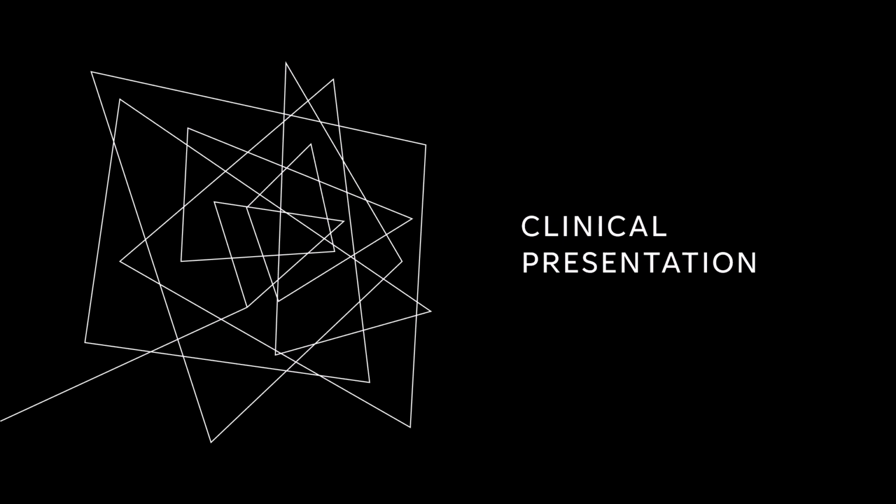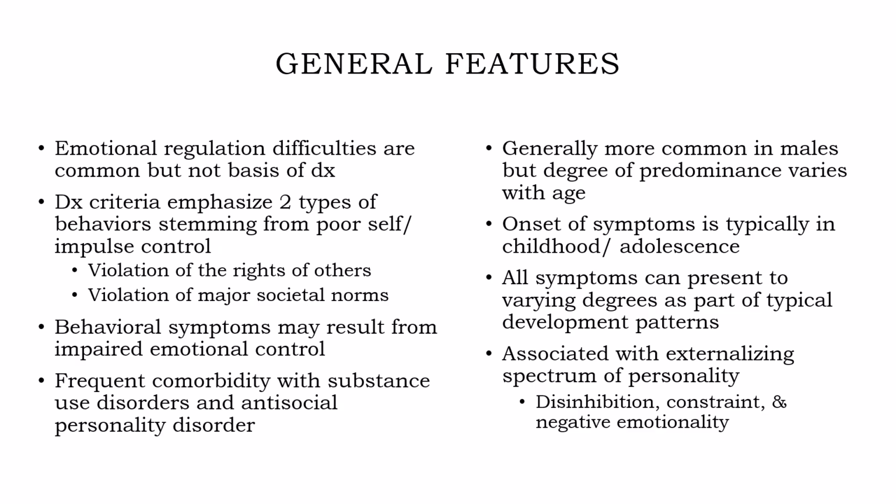So let's talk about those clinical presentations. Now, these are all general features that all of these disorders share. Some are more applicable to one and not the others. So let's kind of understand this as a generalization. So, for starters, all of these disorders are based on emotional dysregulation issues. Typically, we're dealing with anger as the emotion, and that anger can lead to aggression and some of these other behaviors that we see. We do tend to see these disorders more commonly in males, but that can vary with age. So that's not really something to lean on.